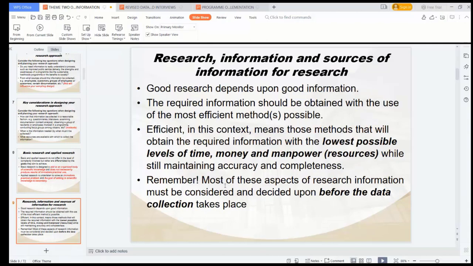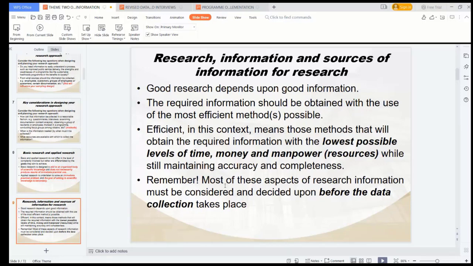We're coming to research information and sources of information. That is where we're going to look at the different sources where we get our information when we conduct research. Good research depends upon good information. That is a fact. The required information should be obtained with the use of the most efficient methods possible. Efficient in this context means those methods that will obtain the required information with the lowest possible levels of time, money, and manpower, while still maintaining accuracy and completeness.